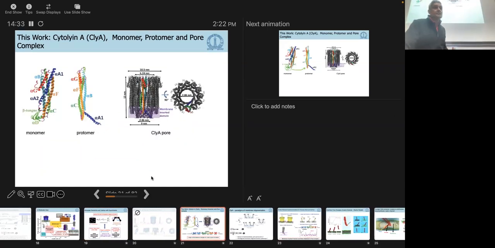So in this work, we focus on one particular toxin. When we started this work about a decade ago, we had got funding for a STED microscope. And then the idea was, what do we study with it?